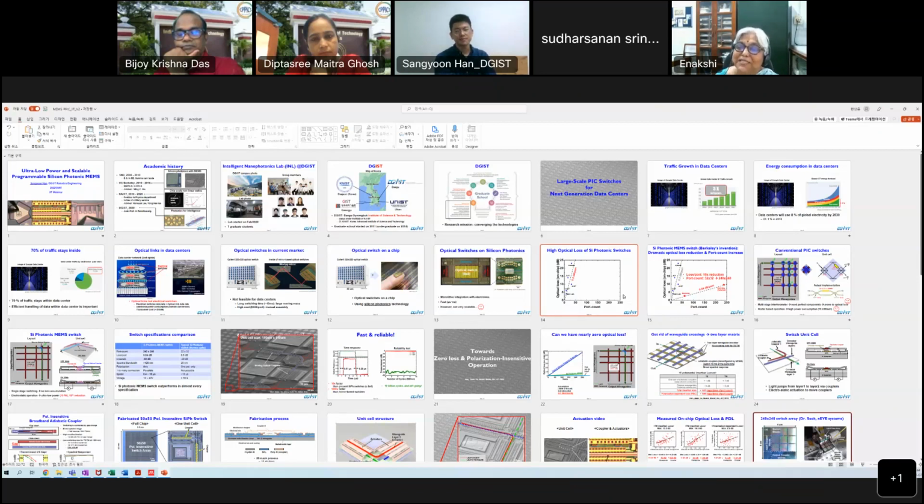A third question from the same person, Kumar Piyush: are GST-based or GSST-based phase shifters as power efficient as the MEMS-based ones you just described? How are the MEMS ones better than those? Okay, that's also a very good question. Recently I've read about some phase change material-based optical phase shifters. Static power-wise, they don't consume power. That's obvious, because once you change the state, it just memorizes the state.